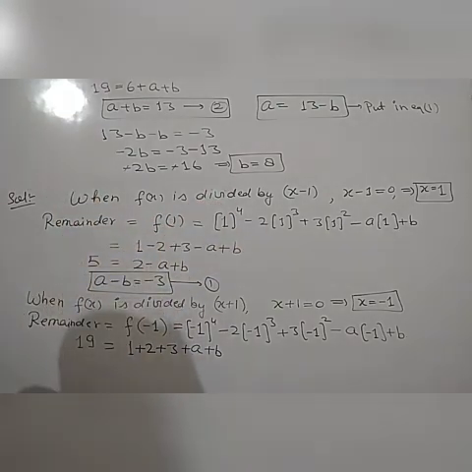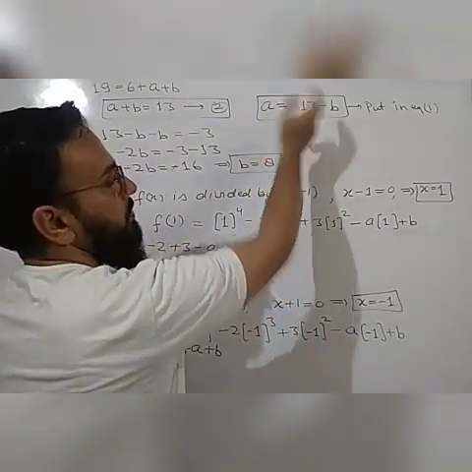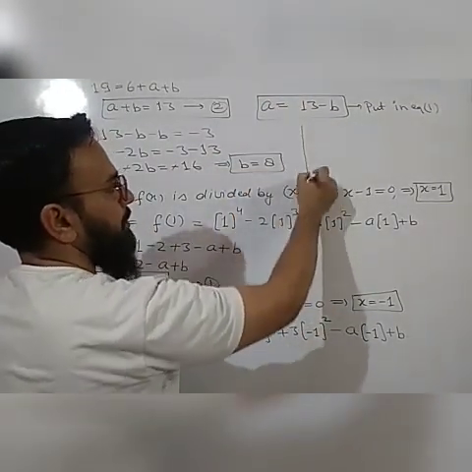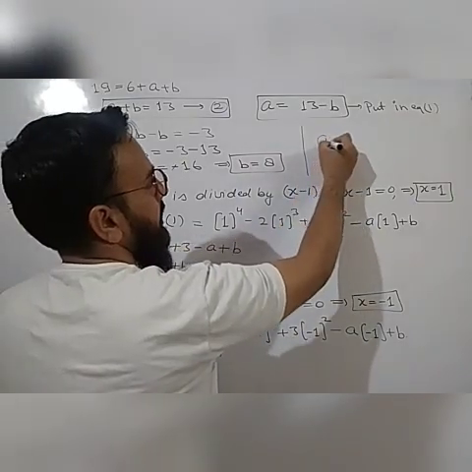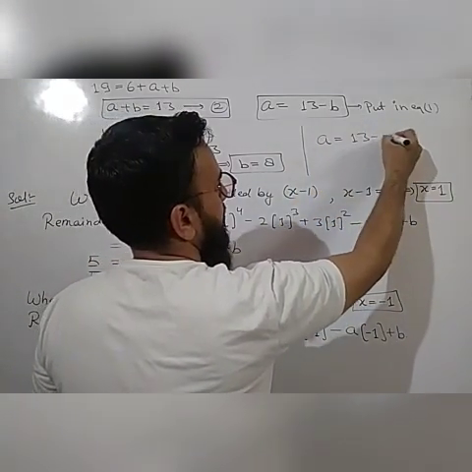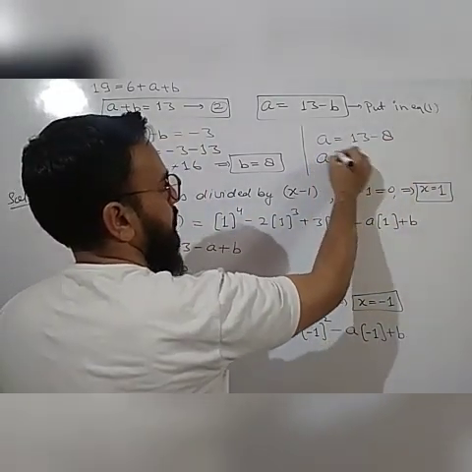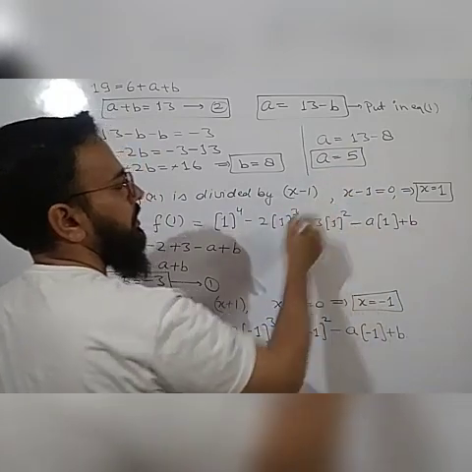Now we have to find the value of a. Now again putting the value of b in this equation. So if we again put the value of b, then a is equal to 13 minus b, and the value of b is already 8. So we get the value of a, that will be equal to 5.